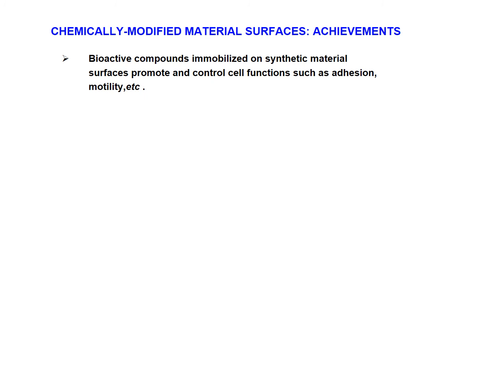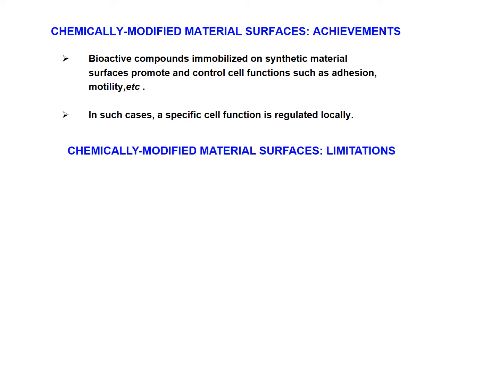The research which produced chemically modified material surfaces in order to promote specific functions from cells was successful because the immobilized bioactive compounds promoted and controlled cell adhesion and motility and other functions. In such cases, the cell function was specific and was regulated locally. The techniques used for chemically modifying material surfaces, however, had certain limitations as well.